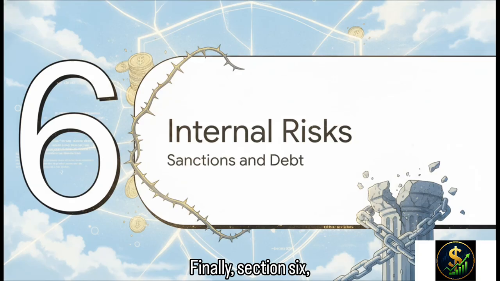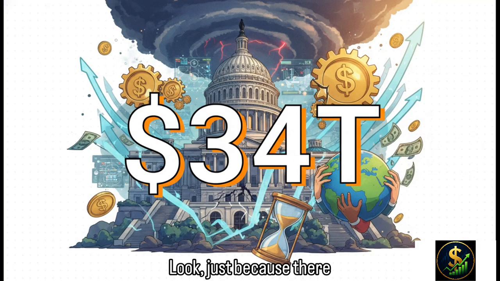Finally, Section 6, Internal Risks, Sanctions, and Debt. Look, just because there are no strong external challengers doesn't mean the dollar is invincible. The real threats, they're self-inflicted. $34 trillion. That is the current U.S. national debt, and it is climbing. America currently pays over $1 trillion a year just in interest payments alone. The entire dollar system relies on the absolute certainty that the U.S. will always pay its debts. If climbing interest obligations ever make global investors doubt that capability, the fundamental trust propping up the dollar is going to erode.